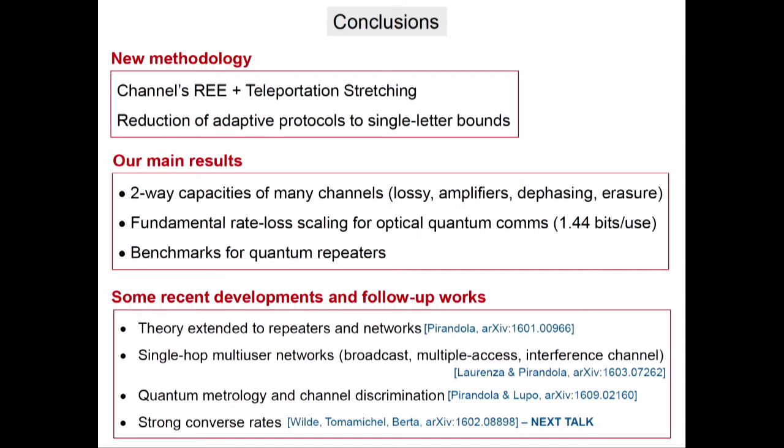We also have some recent developments of our technique. For example, it has been extended to a chain of repeaters and networks, but also to a more complex situation where multiple users are considered. It has also been extended to quantum parameter estimation and channel discrimination. But also it has been proved that our bounds are also strong converse bounds in this very nice work.